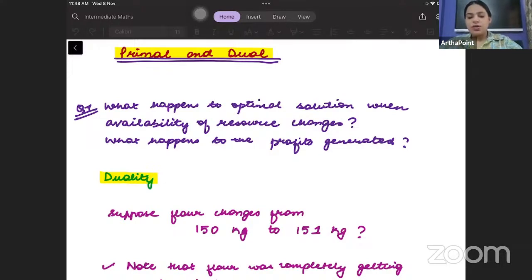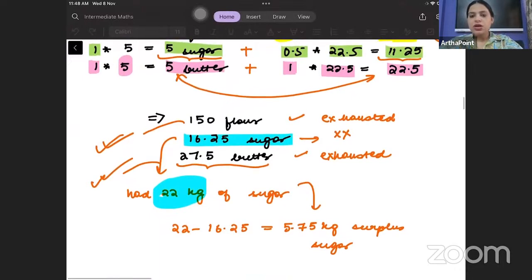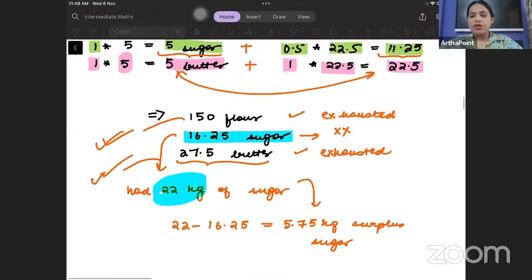Good afternoon, everyone. In today's lecture, we are going to continue with the concept of linear programming. Particularly, I am going to talk about what is primal and dual. We have already understood how to solve the question related to linear programming. Today, we want to talk about primal and dual.